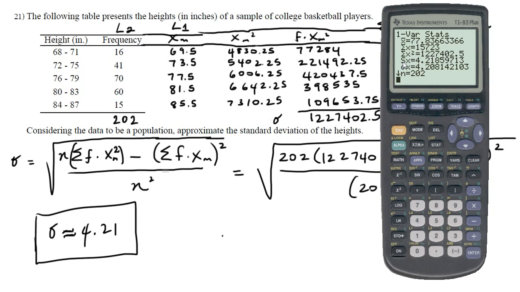It gives you the sample standard deviation, 4.2185. Gives you the population standard deviation, 4.21, which is what we got. Gives you the sum of all the values, 202. And it also gives you some box and whisker plot stuff. It gives you the minimum, the first quartile, the median, the third quartile, and the maximum value. It gives you all of that information. But what we're interested in is the population standard deviation, 4.2 or 4.21 as I have. That's it.